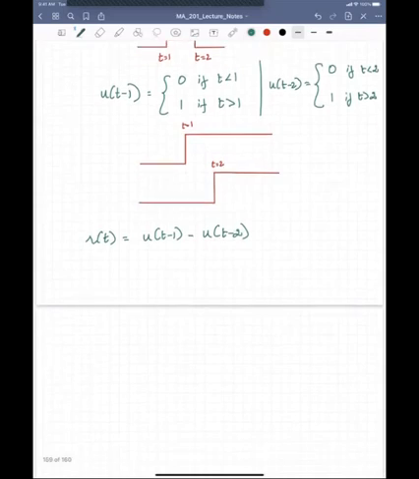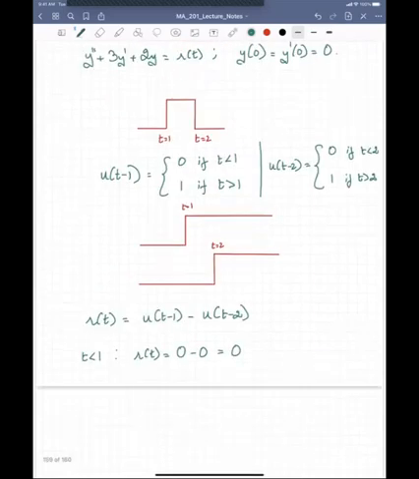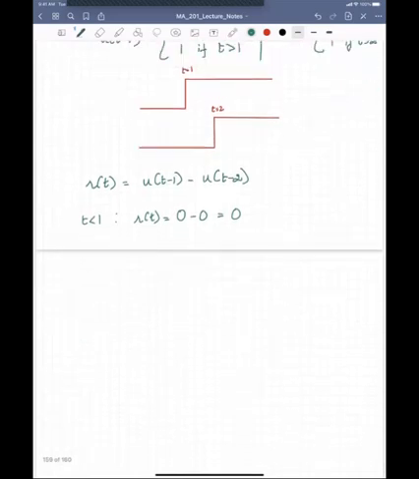Well, for t less than 1, R of t would be, well, for t less than 1, u of t minus 1 is obviously 0. u of t minus 2 is also obviously 0 because for all t less than 2, u of t minus 2 is 0. So anything less than 1 is obviously less than 2. So this is 0. And this is perfectly okay because for t less than 1, I want it to be 0. Now what happens for t greater than 2?